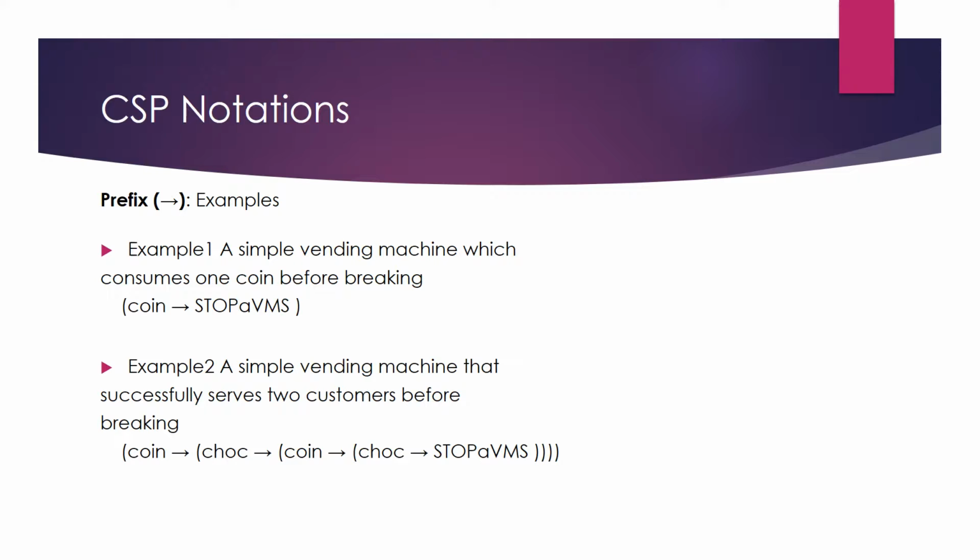And in the second example, a vending machine that successfully serves two customers before breaking. So it serves two customers, right? If the customer is willing to take the chocolate, then coin then chocolate, and the whole thing is the same. So coin gives the chocolate and it serves the two customers. So before breaking, it's then STOP again.